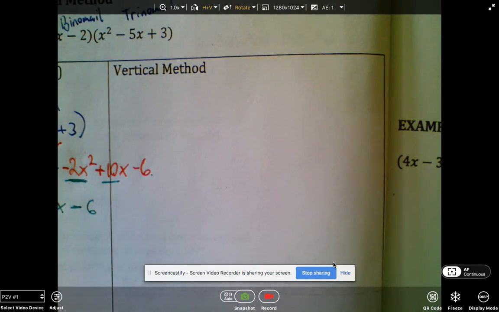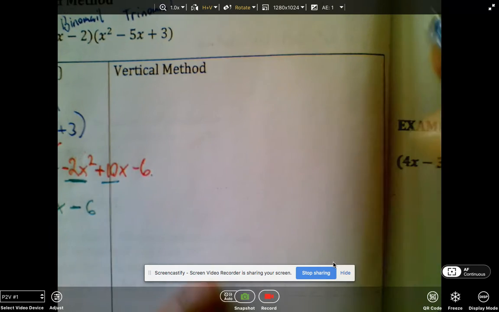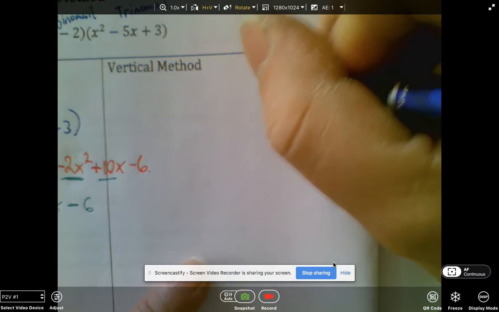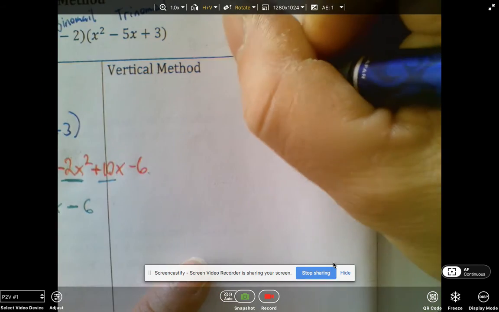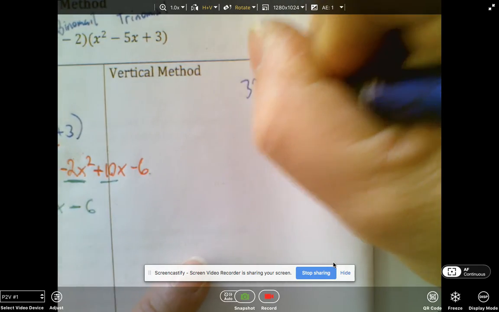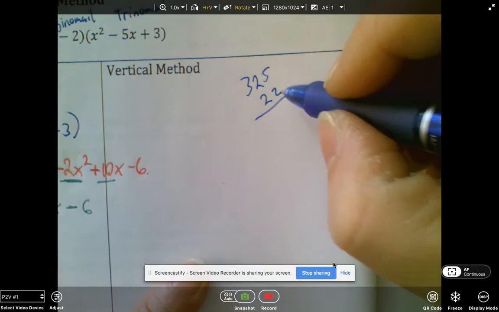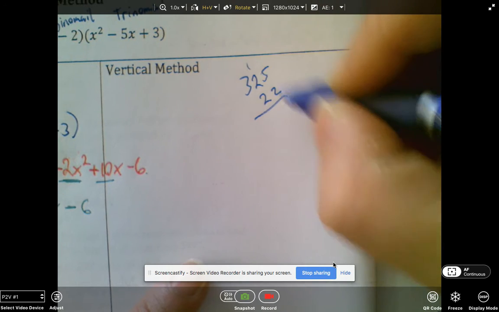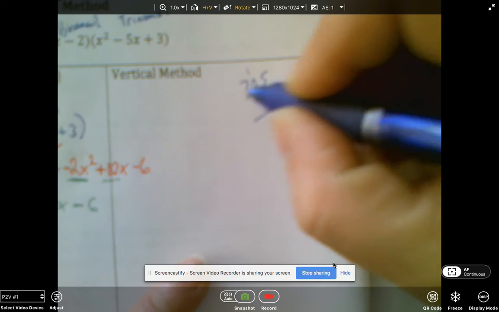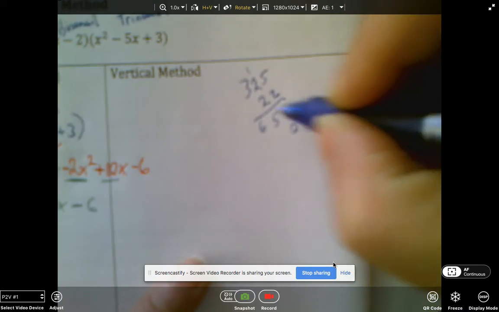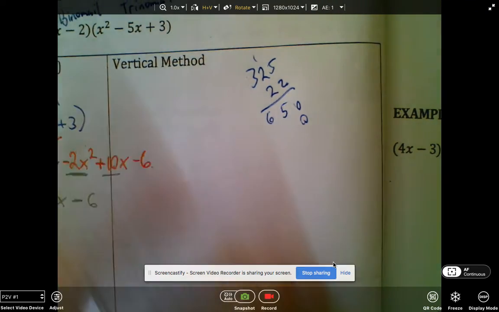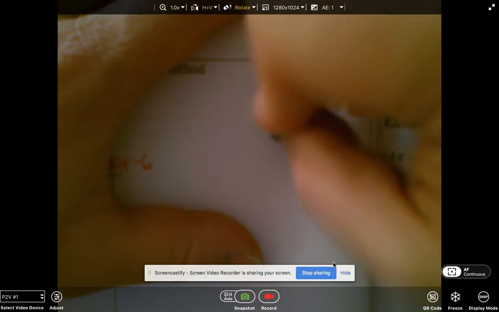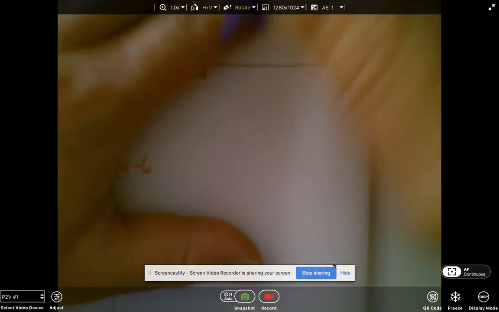Vertically, I'll show it to you this way. This is basically like your algorithm when you were back in 4th or 5th grade. If you had 325 times 22, you'd multiply this by 2 and you'd get 650, and then multiply everything by 2. So basically it's that type of multiplication that you're going to do here.